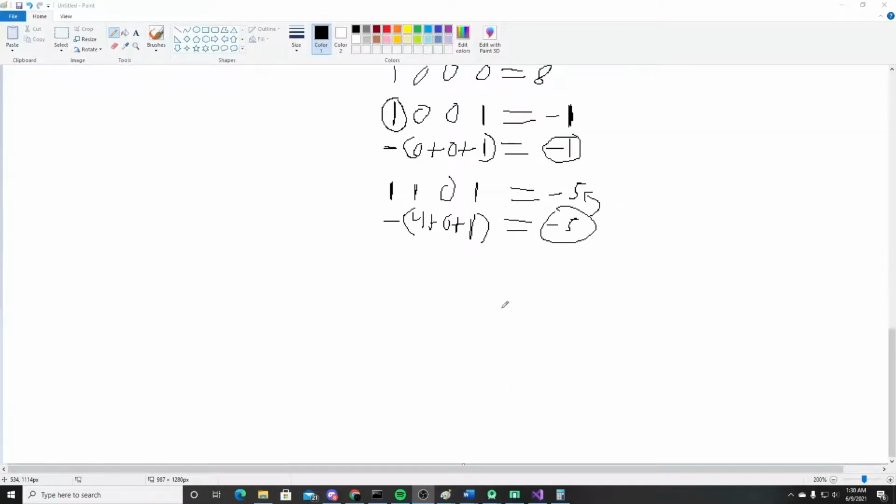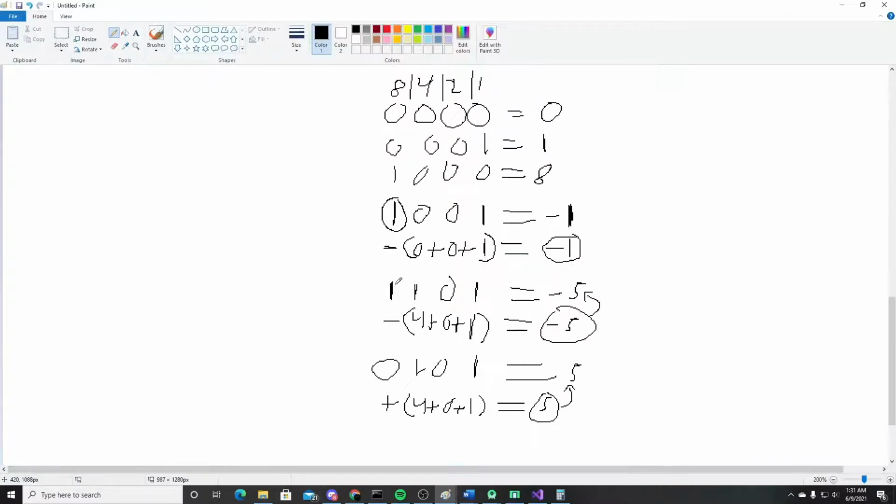And then likewise, if we needed a +5, we would just make our most significant bit 0, then we would just have 1, 0, 1 like before. So now we just have 4 plus 0 plus 1. We know this is going to be a positive number because of the 0, and that would just be equal to 5.